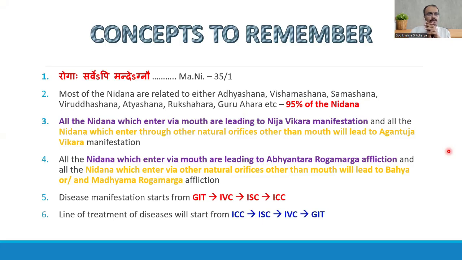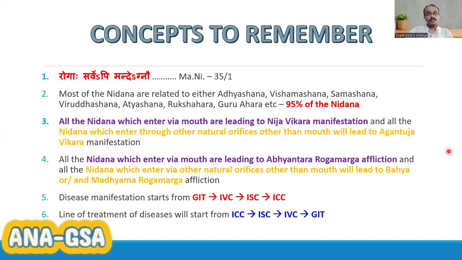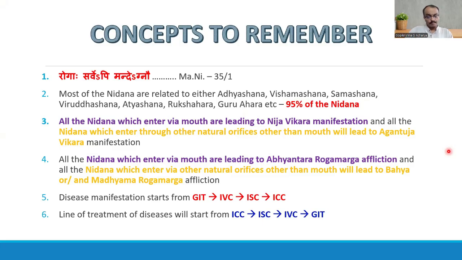Disease manifestation starts initially from the alimentary canal, which in turn leads to the movement of the pathogens from the alimentary canal to the intravascular compartment, from there to the interstitial compartment, and from there to the intercellular compartment. In this way, the disease manifestation starts. Whereas the line of treatment is the reversal of this movement of the pathogens. That means from the intracellular compartment to the interstitial compartment, from the interstitial compartment to the intravascular compartment, from the intravascular compartment to the alimentary canal, and from the alimentary canal to the exterior, either through the oral cavity in the form of vamana, or through the rectal route in the form of virechana or basti, or via the nasal route in the form of nasya, etc. We are going to do the line of treatment.